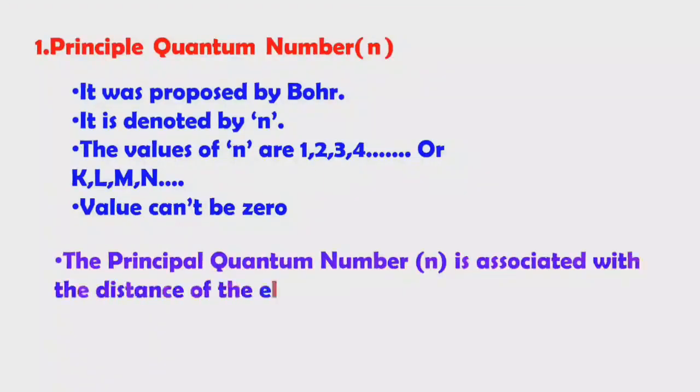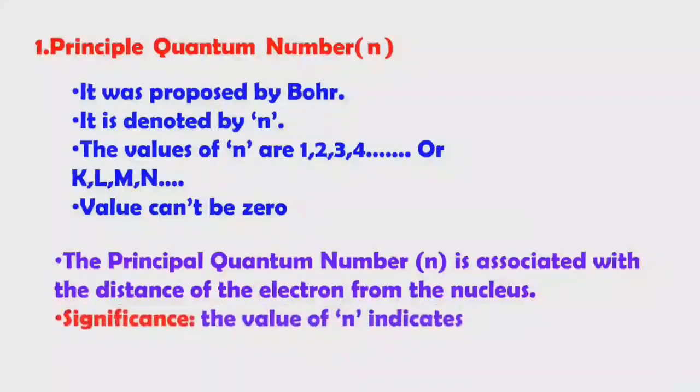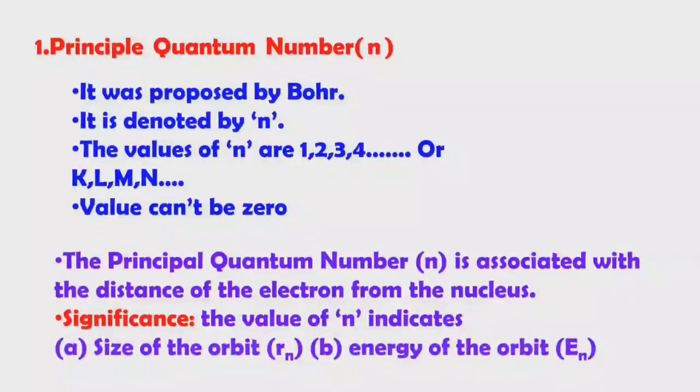The principal quantum number is associated with the distance of the electron from the nucleus. Already you know, as the principal quantum number n value increases, the distance from the nucleus increases. Significance. What is the importance of principal quantum number? The value n indicates the size of the orbit and energy of the orbit. As the n value increases, the size of the orbit increases and energy of the orbit also increases. This is the principal quantum number.